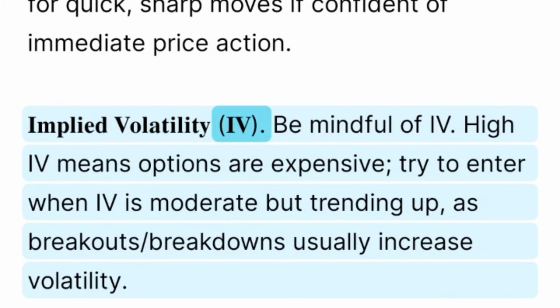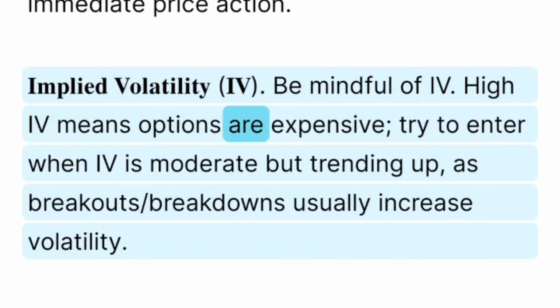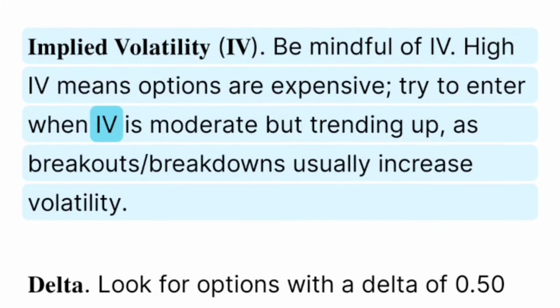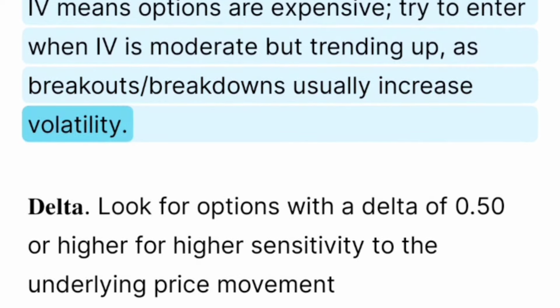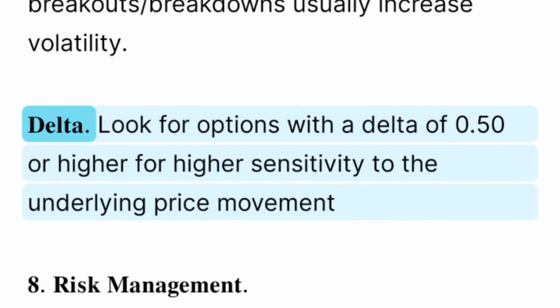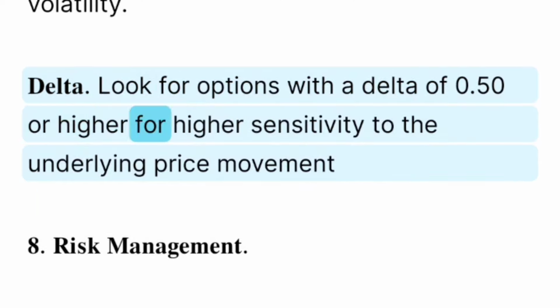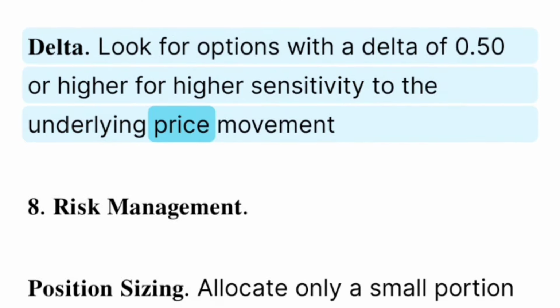Implied volatility, IV. Be mindful of IV. High IV means options are expensive. Try to enter when IV is moderate but trending up, as breakdowns usually increase volatility. Delta. Look for options with a delta of 0.50 or higher for higher sensitivity to the underlying price movement.